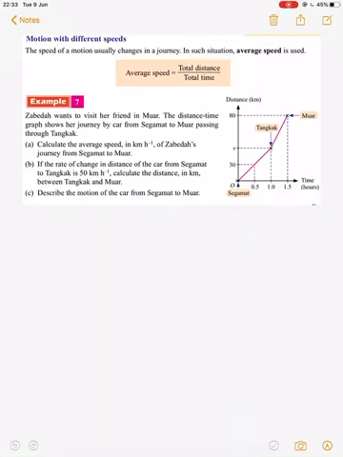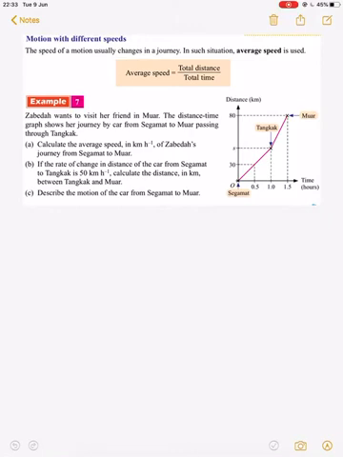Okay, Assalamualaikum guys. So now we are going to continue from the previous video about interpreting the distance time graph. Okay, so we have a little bit to go before we can move to the next subtopic. So now let's talk about motion with different speeds.